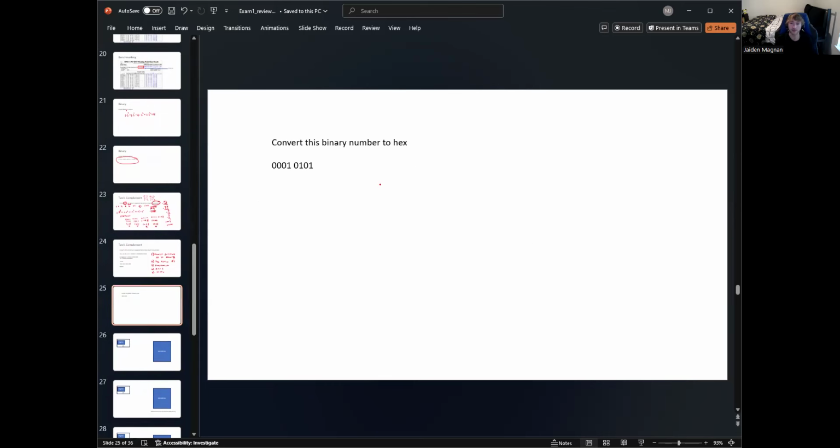So next question here is converting binary to hex. We kind of did this a little bit in the other one, but I'll just walk through this one so it makes more sense on converting a number to decimal. So 0 1 0 1.